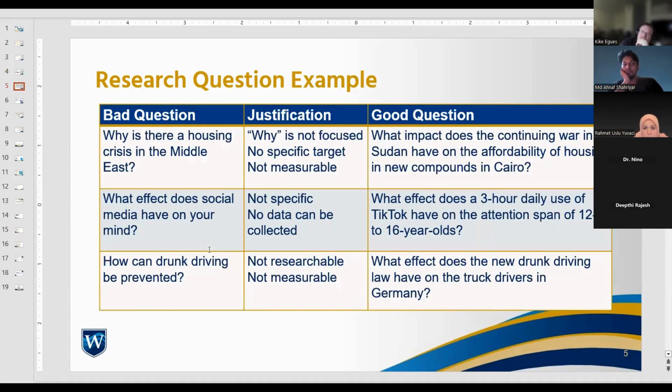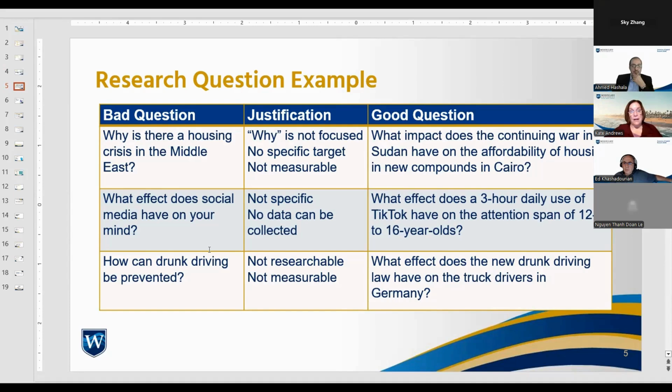After the research question, we have to look to see if we've written a good one. Here's a question that is not a good one to write. Why is there a housing crisis in the Middle East? Now, it's not because there's not a housing crisis, but it's because why is not focused. It doesn't have a specific target. It's not measurable. Here's a better question. What impact does a continuing war in Sudan have on the affordability of housing in new compounds in Cairo?